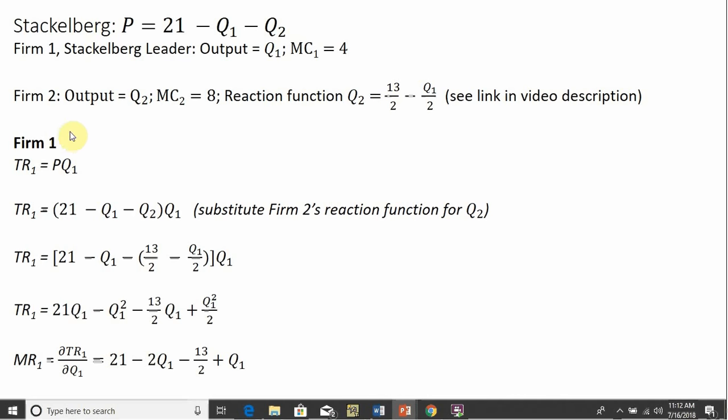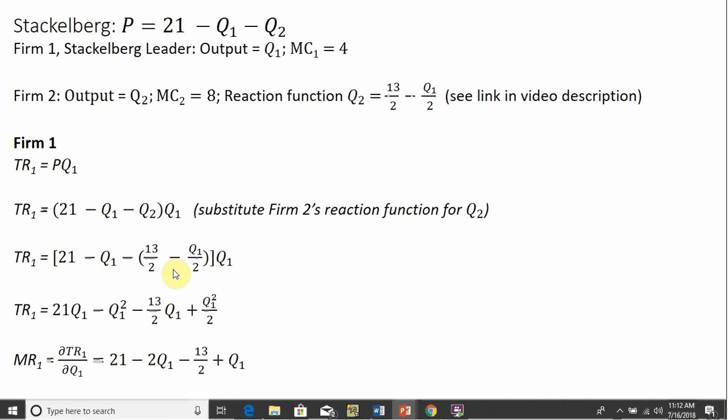All right, so Firm 1. We'll start with Firm 1's total revenue, price times its output. We're going to make a substitution for P. What is P? Well, 21 minus Q subscript 1 minus Q subscript 2, so I make that substitution. The next step is one more substitution. For this Q subscript 2 term, I am going to plug in Firm 2's reaction function. So this 13 divided by 2 minus 1/2 Q subscript 1 goes right in here for the Q subscript 2 term.